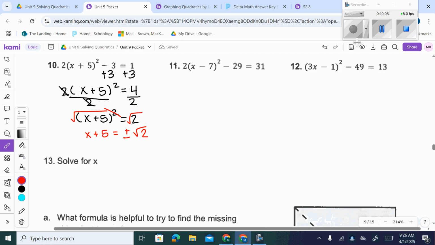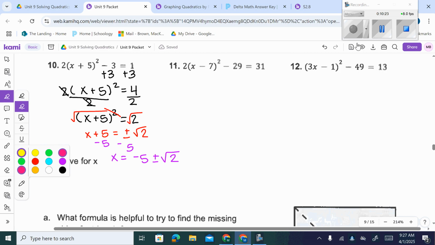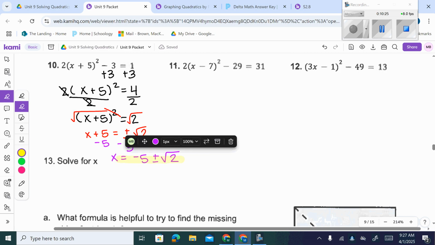What do you have to get by itself? The x. So what do you need to move? The 5. How do you move it? Subtract. And you're just going to have x equals -5 plus or minus the square root of 2. Now, why did I leave it like this? Because it's not a perfect square. Because 2 wasn't a perfect square, and that's 2 answers with the plus and the minus. Okay?